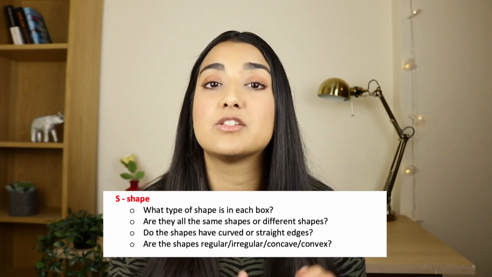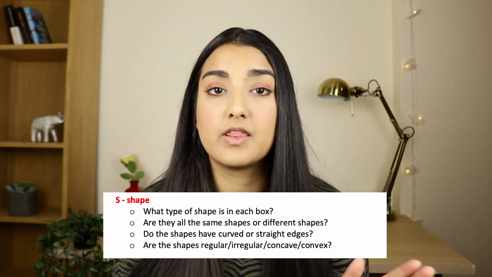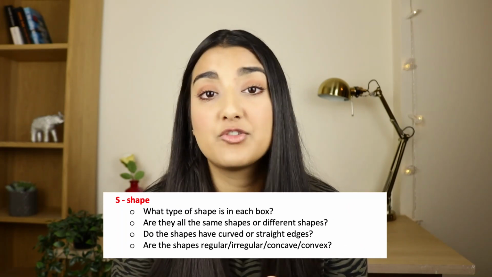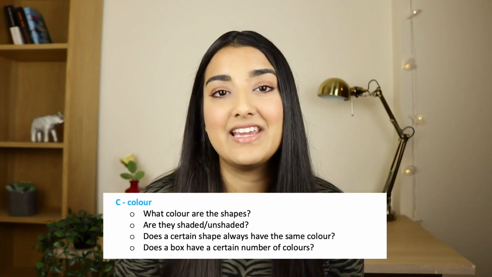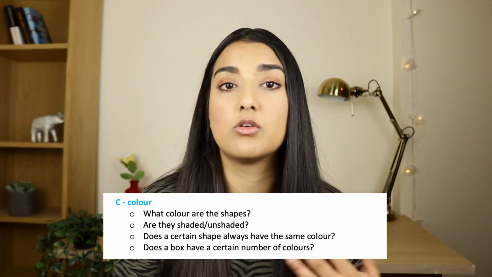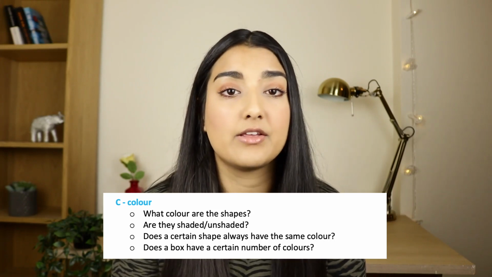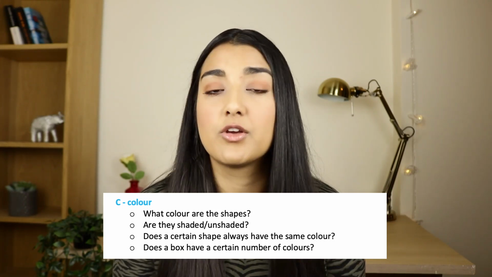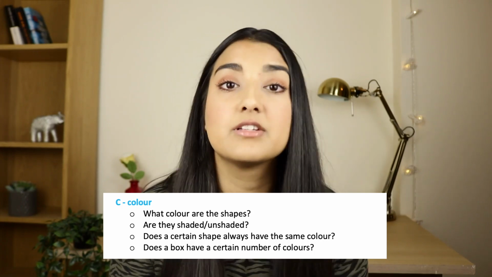So S is for shape. What shapes are present in the boxes? Is there a certain type of shape in each of the boxes? C is for colour. So for example, are all the shapes white or all the shapes black or grey? Are there a combination of colours? What do those colours mean? Is there a rule that fits those colours?